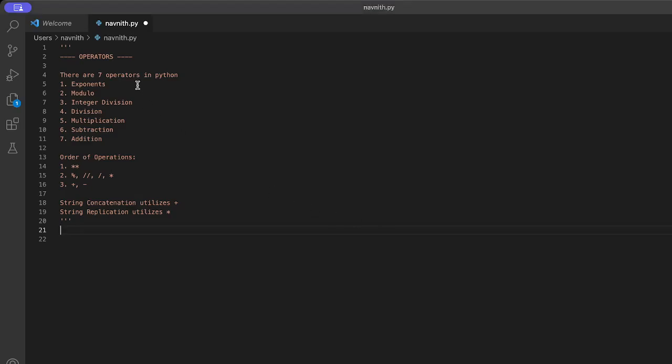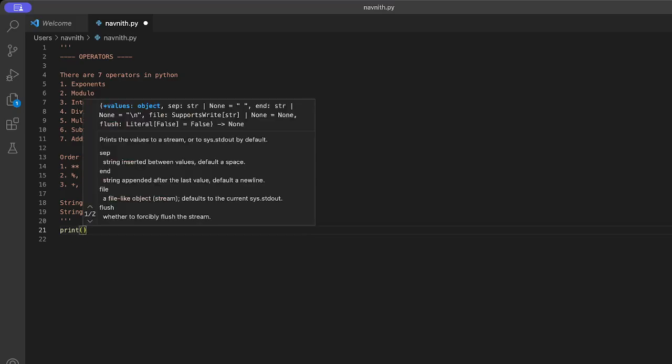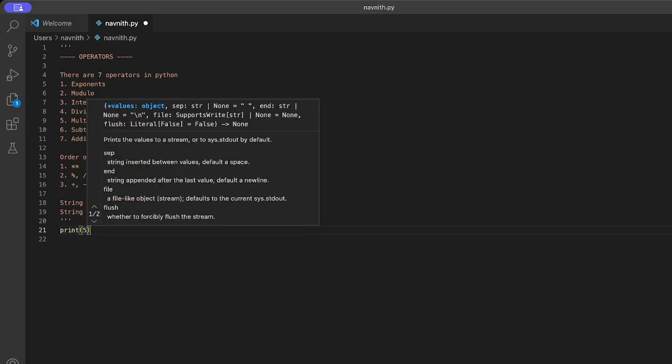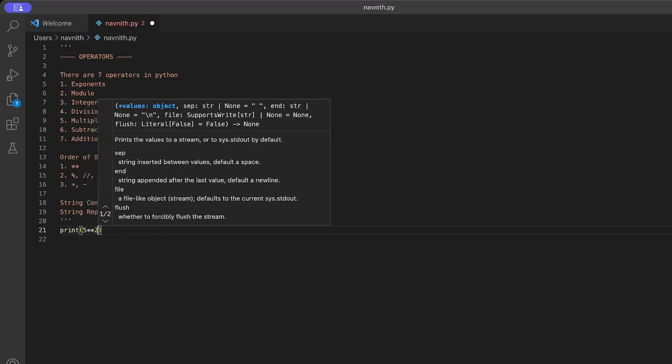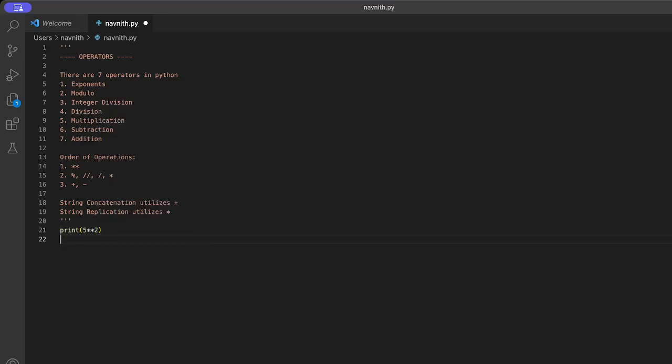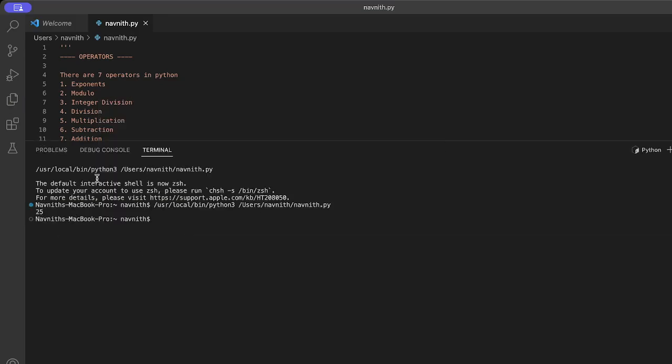There are 7 different operators in Python: exponents, modulo, integer division, division, multiplication, subtraction, and addition. The first one we have is exponents. Exponents are denoted by 2 asterisks. For example, when we want to say 5 to the power of 2 in Python, we would write 5 ** 2. When we print this out, we would get 25.